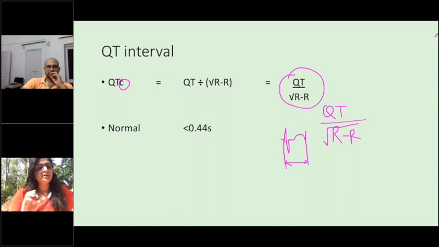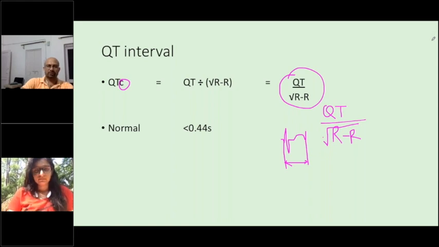Just remember this. The problem you run into is that the QT prolongs a lot. You have a lot of time in the electrical cycle where something can go wrong, and you can go into problems with the rhythm, such as ventricular arrhythmias. That is why it is important to think about the QT interval in every ECG you see, just because a lot can go wrong in that QT interval.